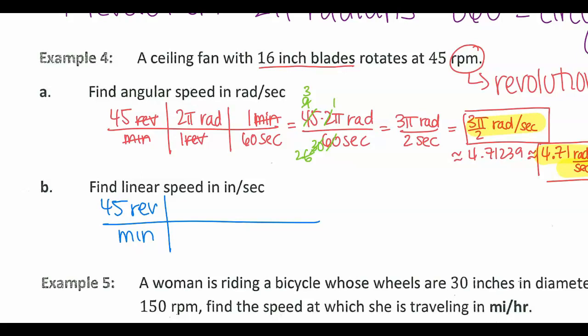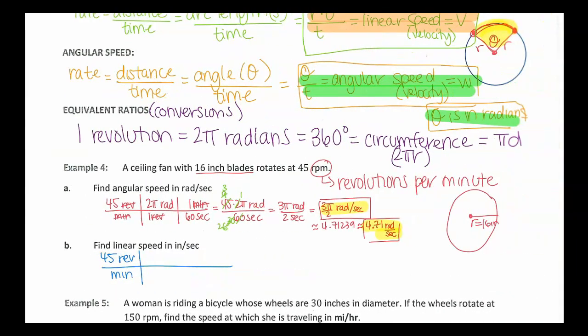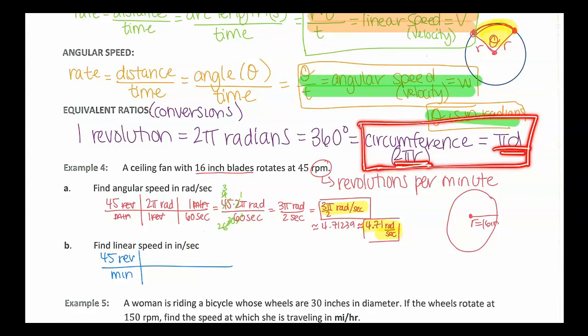If I was doing revolutions, the first thing I did before was I went 2 pi radians into 1 revolution. Look at everything that I have for my equivalent ratios. Which of these would be the best thing to use in order to convert from revolutions into inches? Well, the only thing I could see using would be either of these circumference formulas, because they're technically the same, either 2 pi r or pi d.